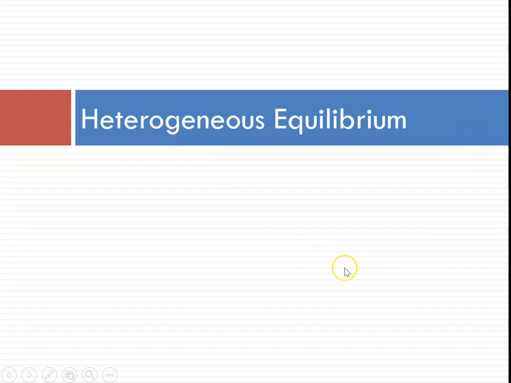So now we have to talk about heterogeneous equilibrium. I pointed out as we were doing the previous problem that everything in that reaction sequence was in the gas phase. That would be a homogeneous equilibrium expression. What about heterogeneous equilibria? And that would be where everything is not in the same phase of matter. You could have gas and liquid or gas and solid. So we have to consider that.